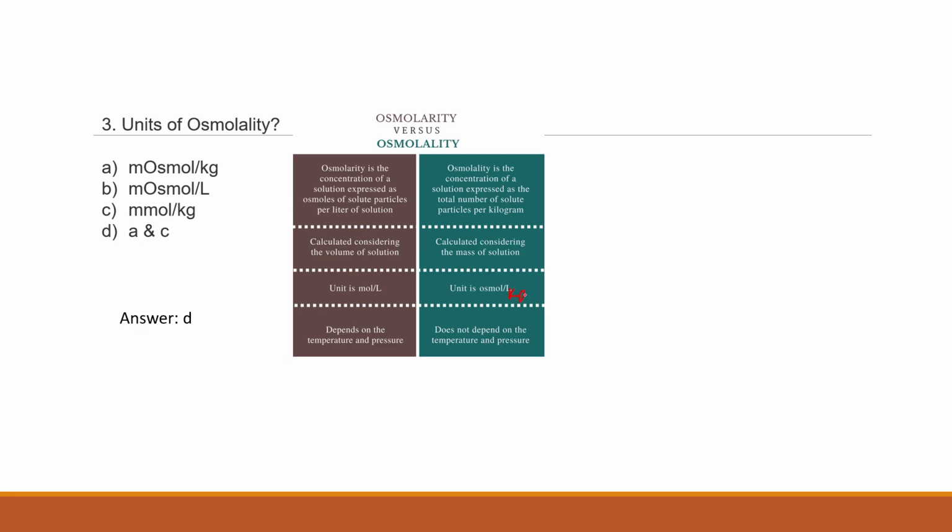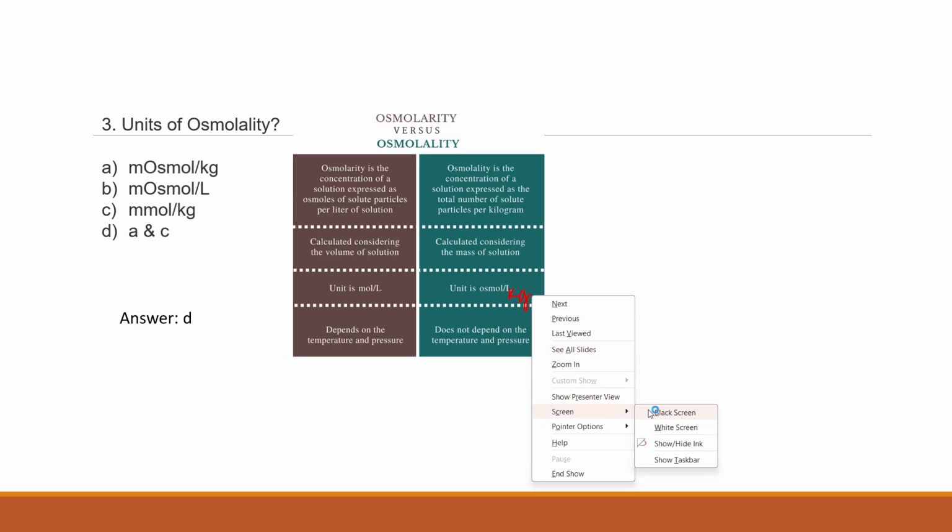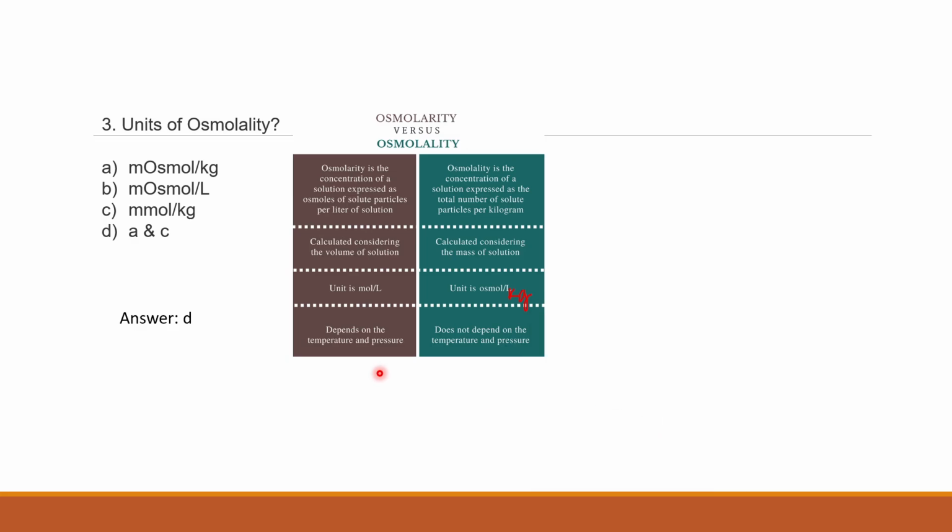Okay. So why is osmolality more accurate than osmolarity? Because osmolarity also depends on some other factors like temperature and pressure, whereas osmolality does not depend on temperature and pressure. And also this will give you an idea of what amount is there in what amount in the same unit, so that is more accurate.